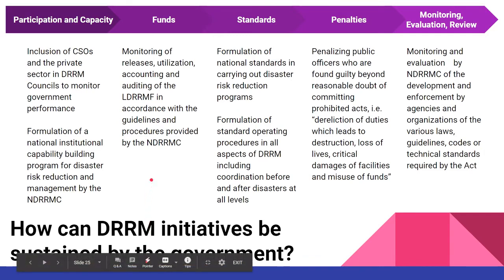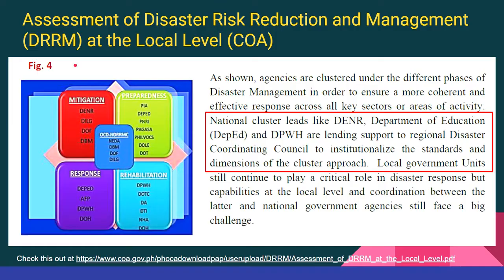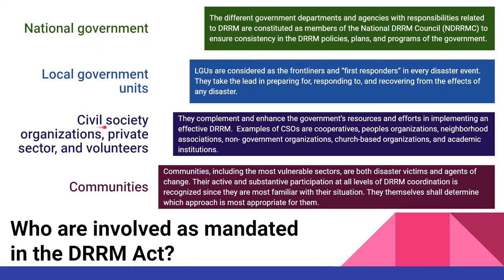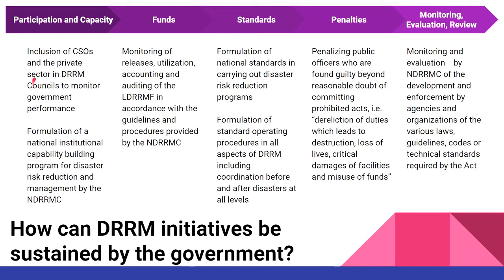How can DRRM initiatives be sustained by the Philippine government? Under participation and capacity, this includes the inclusion of CSOs. If you still remember, CSOs are civil society organizations, and private sectors in DRRM councils to monitor government performance. So that's how they check the performance of government officials.